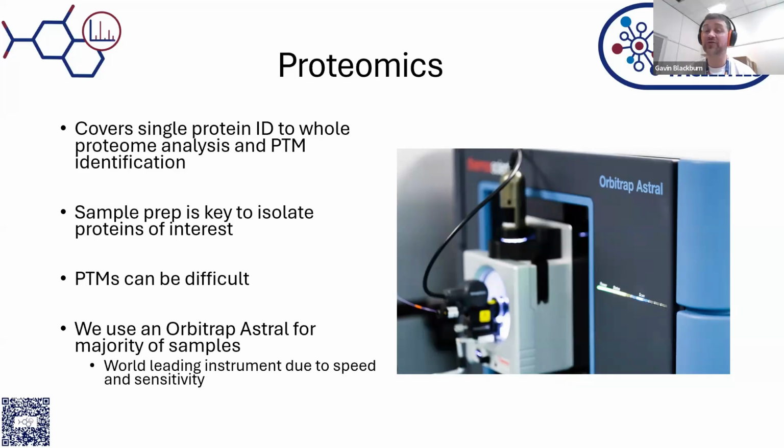We use the Orbitrap Astral for the majority of our samples. Why? Well, it's a world-leading instrument. There's really two instruments at the moment. There's a timsTOF from Bruker, and there's the Orbitrap Astral. And when it comes to proteomics, they are going to give you the best data that you can possibly get. And we're very lucky at the SRF that we now have access to be able to run the vast majority of our proteomic samples through this instrument.